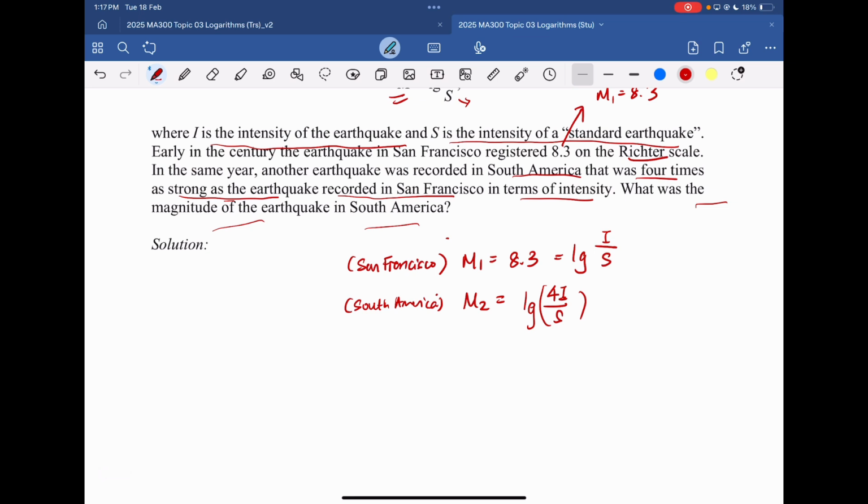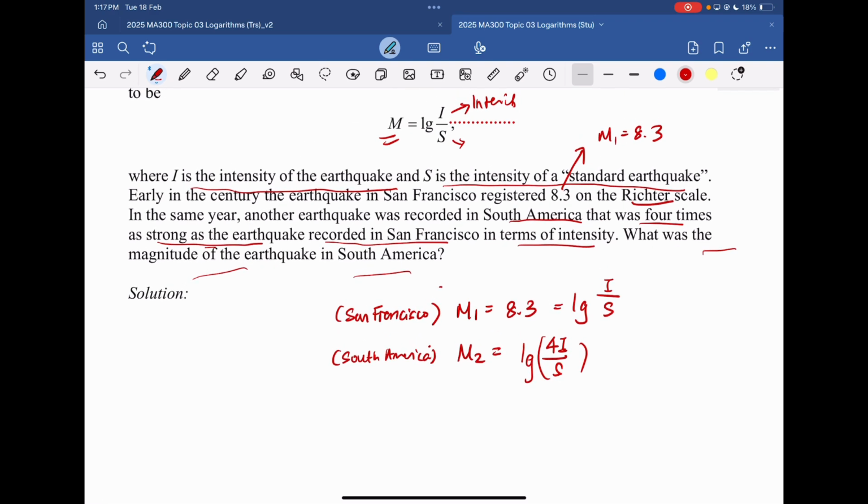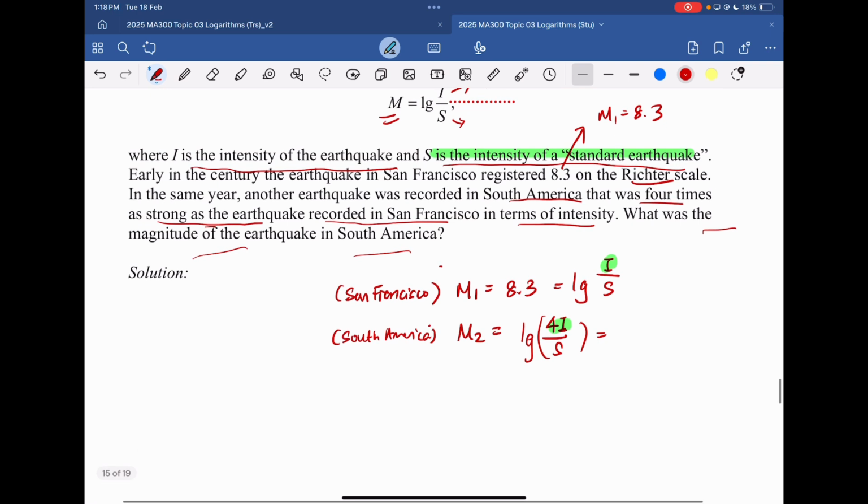Then after that, what do I do next? How do I find M2? Is the I and the S the same? Yes, it's the same. S is like the Avogadro constant. It's the intensity of a standard earthquake. What is that value? I do not know, but I do not need to know. I is just a normal intensity of the earthquake. Now I know this is I and this is 4I. How do I evaluate this? Anyone? What can I do?